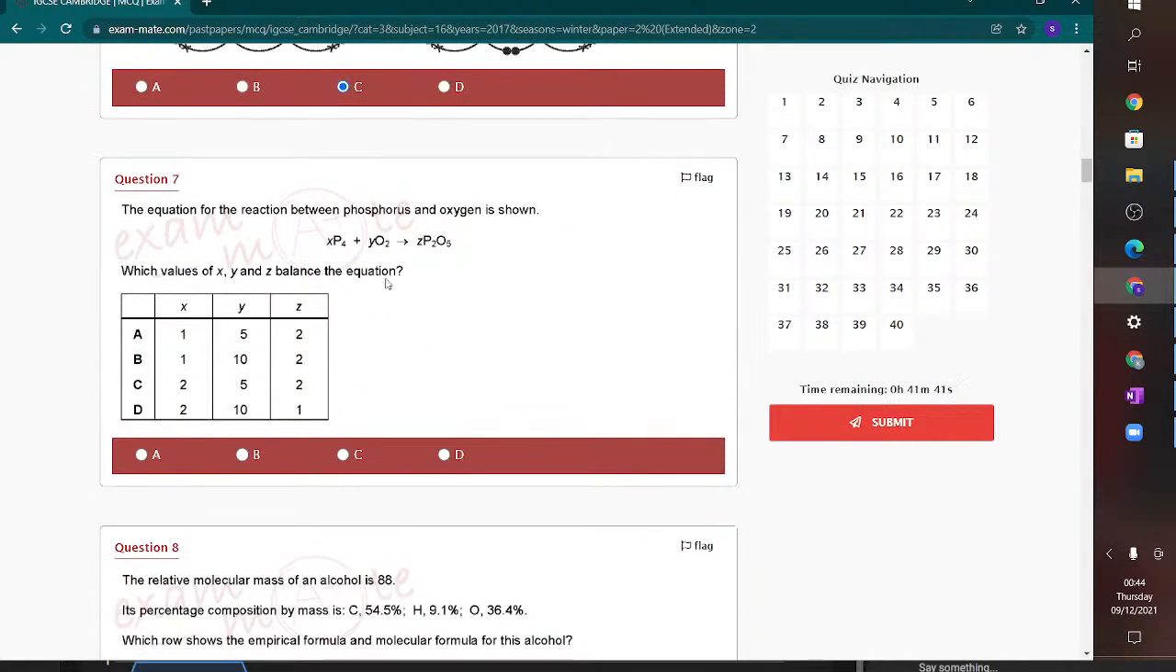The equation for the reaction between phosphorus and oxygen is shown. Which values of X, Y, and Z balance the equation? Here we have 4 and here we have 2. Okay, and here we have 5. So if we keep 1 here and here 2 and here 5, 1, 5, 2, that's going to work.